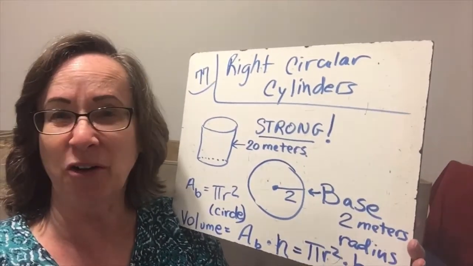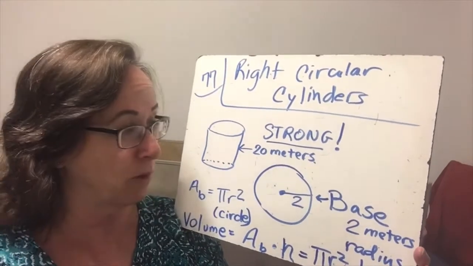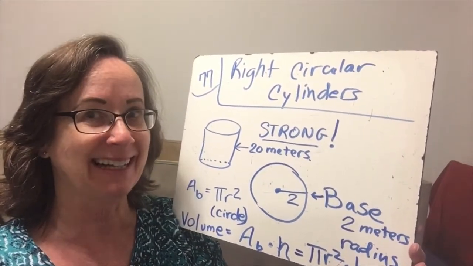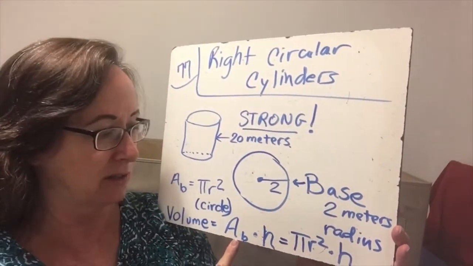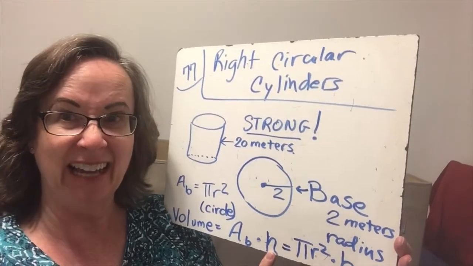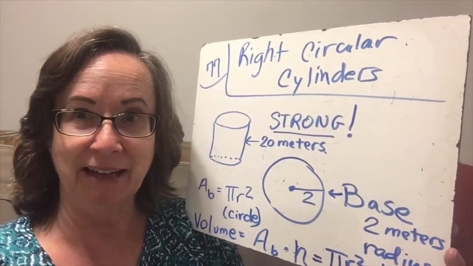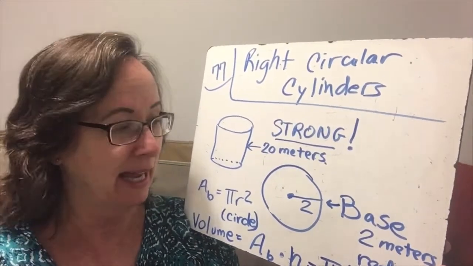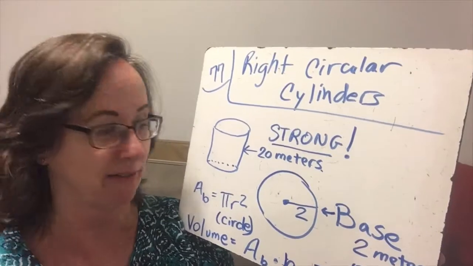So I don't memorize formulas. It's not my thing to memorize formulas. I learn concepts. And because I understand that all cylinders have a volume of area of the base times the height, all I need to know is what is the shape of that base and what is its area. And then all I have to do is multiply that by the height, and I have got the volume.